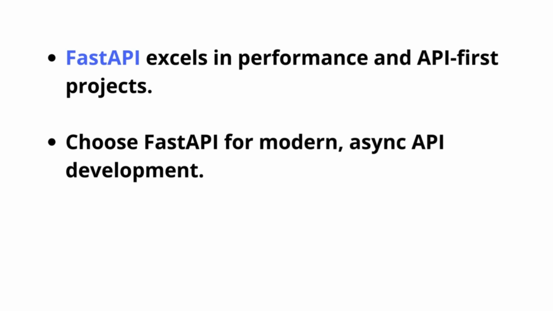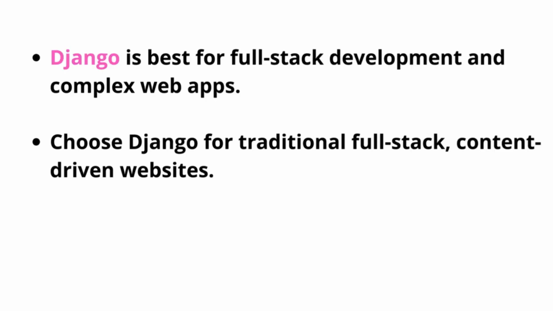In summary, FastAPI excels when you need a fast, scalable solution for APIs and microservices, especially in modern async environments. On the other hand, Django remains the go-to choice for building comprehensive full-stack web applications, offering a mature ecosystem and a lot of built-in features. So, depending on your project needs, FastAPI might be your best option for high-performance APIs, while Django is perfect for full-stack, content-driven web development.